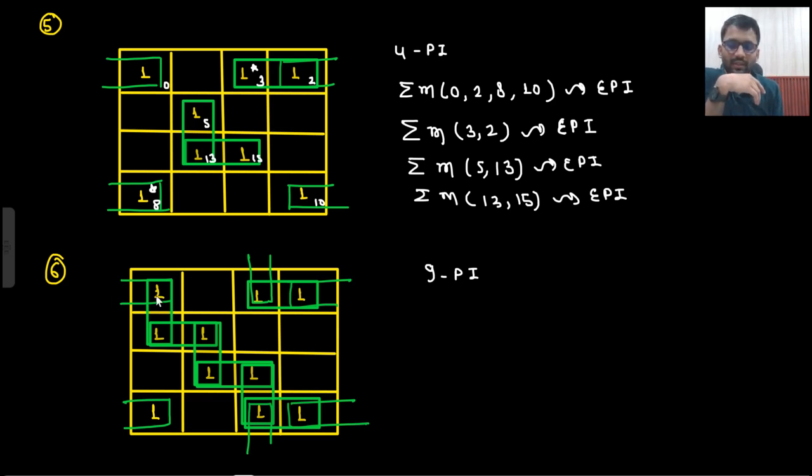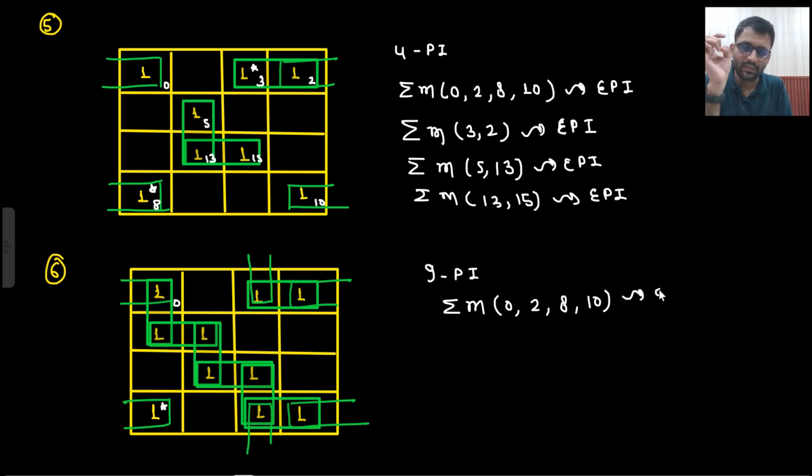So in the first group, I can see this guy is alone, right? This guy is alone because this guy doesn't have any other option. So this is the essential prime implicant, which is 0, 2, 8, 10 only. 0, 2, 8, 10. This is the essential prime implicant. So this group I have talked.